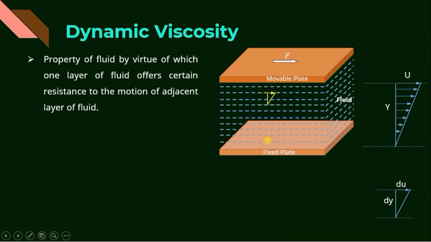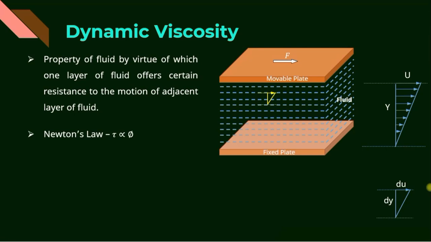So, this layer offers a certain resistance to the motion of the next layer, and this layer offers a certain resistance to the motion of the next layer. This layer offers a certain resistance to the motion of the next layer. Newton's law of viscosity states that the shear stress tau is directly proportional to the shear strain phi.